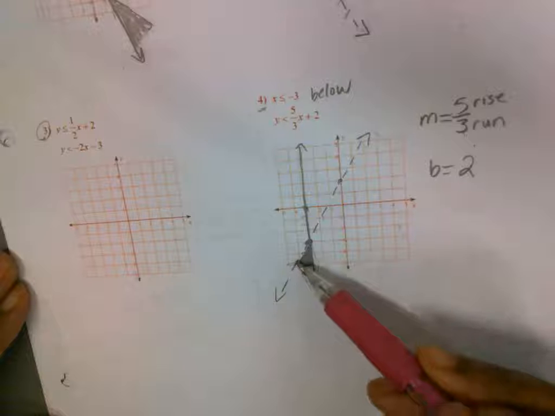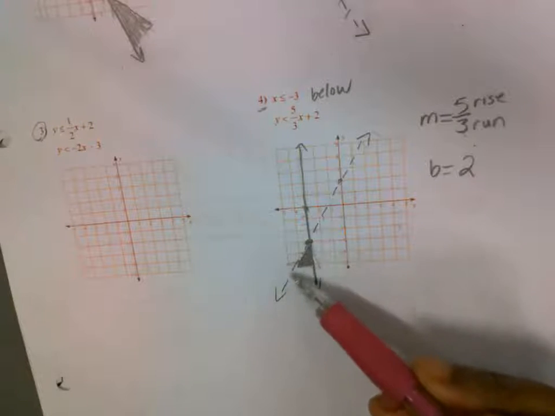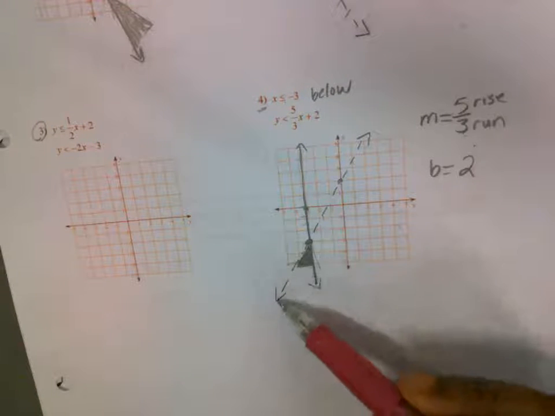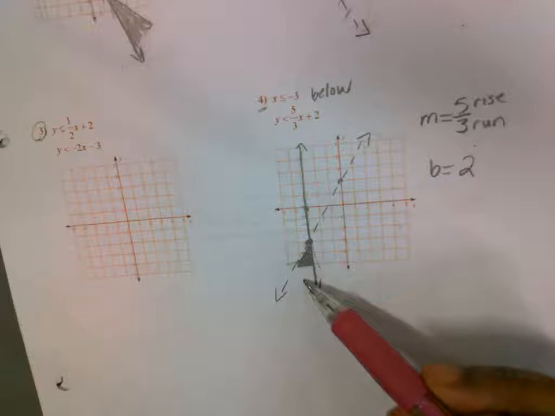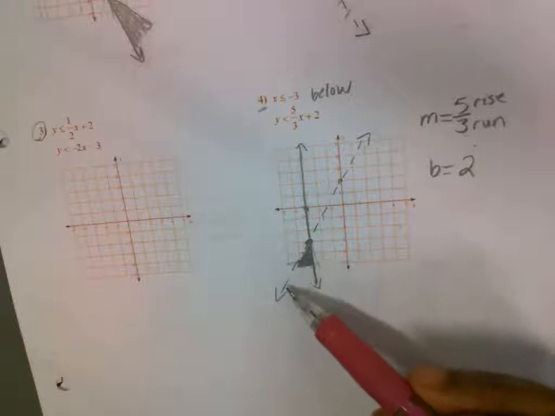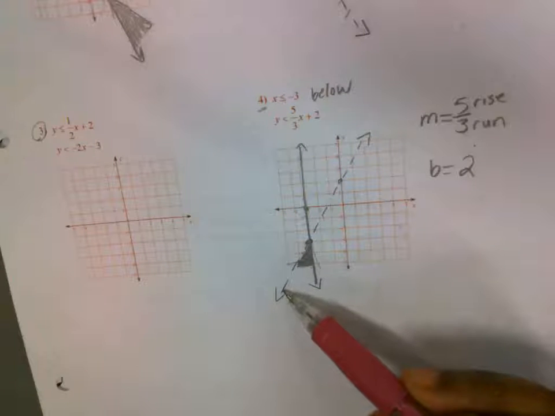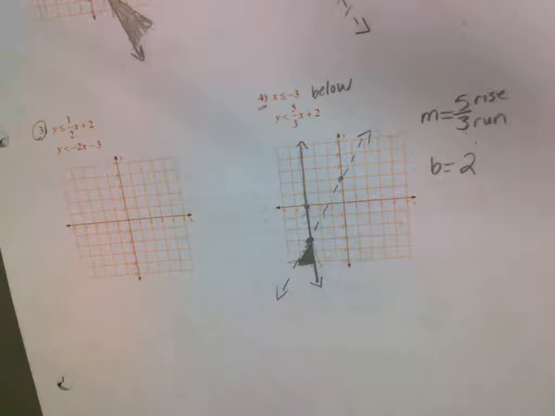Now, points that are on a dashed line are not a part of the solution. So any point that is on a dashed line, even though it's right next to the shaded region, the overlapping region, it is not a part of the solution. Okay? Questions, comments, or concerns?